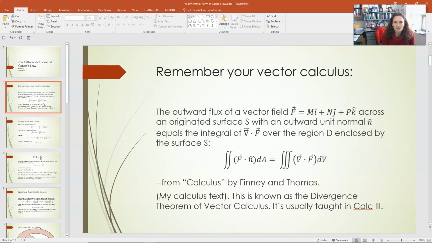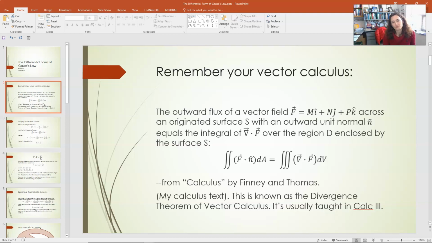So the outward flux of a vector field F, which has components M, N, and P in the i hat, j hat, and k hat directions, across an oriented surface S with an outward unit normal n hat, equals the integral of del dot F, the gradient dotted with F, over the region D enclosed by the surface S. And so this could be written mathematically as the integral over the surface, or the double integral, of F dot n hat dA is equal to the triple integral, or the integral over the volume, of del dot F.